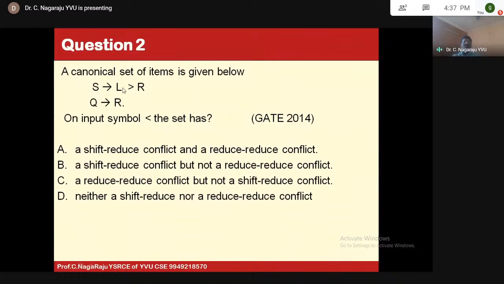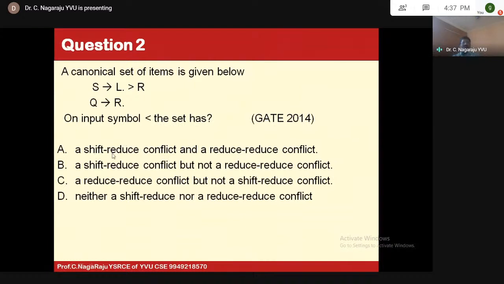So S tends to L dot greater than R, Q tends to R dot, and the input symbol is less than. Here is the canonical item sets. I have drawn them using a transition diagram for calculation of the states I0, I1, I2. There you are using the dot production. You see S tends to dot L, and S tends to this, with input symbol less than.